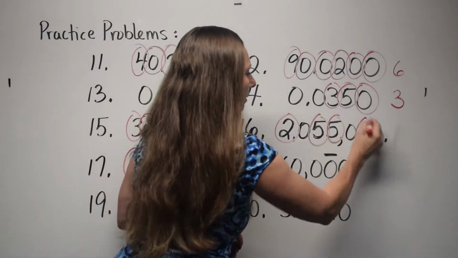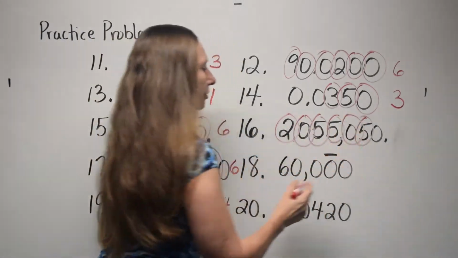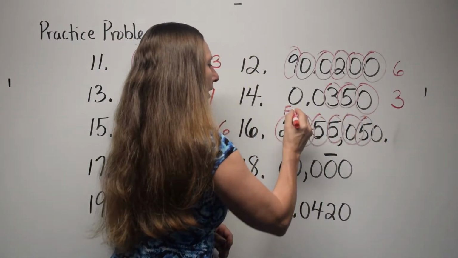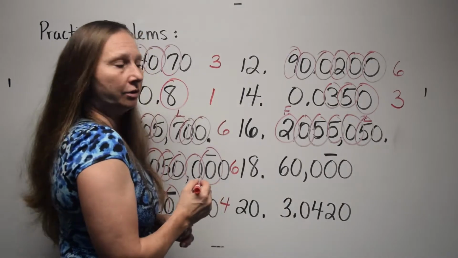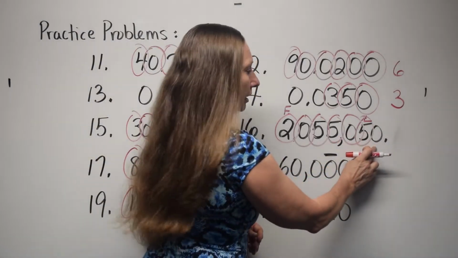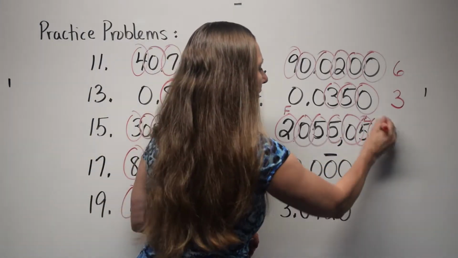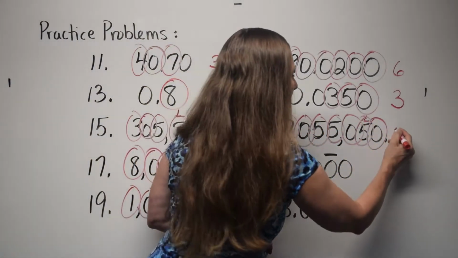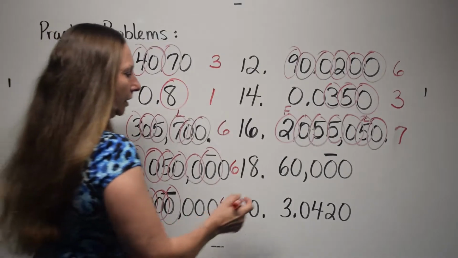Non-zeros, all right, zeros between non-zeros, zeros before, zeros after the last non-zero. Here's the first non-zero. Here's the last non-zero. Zeros after the last non-zero are significant if there's a decimal. This guy's significant. One, two, three, four, five, six, seven significant figures there.